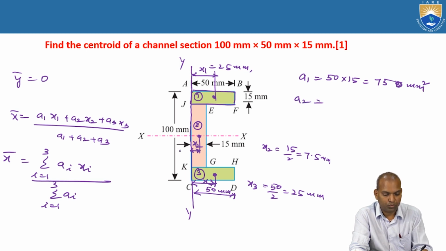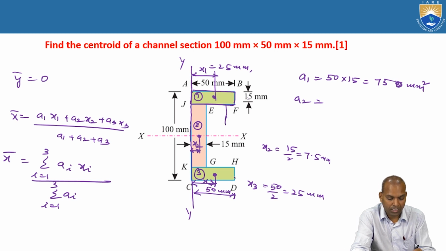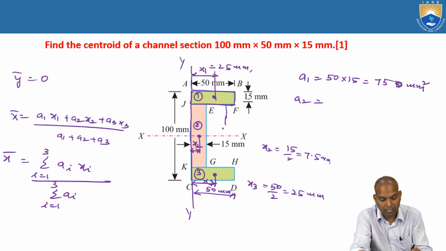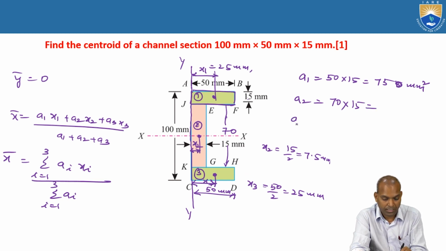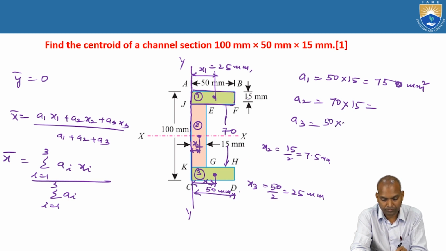Next, what about A2? Area of section 2. The length of the section is 100 minus 30. 100 minus, this is 15 and here it is 15, so 100 minus 30, that is 70. The length is 70 and width is 15, that is 70 times 15. Next, A3. What is A3 equal to? 50 times 15, that is 750 square millimeters.